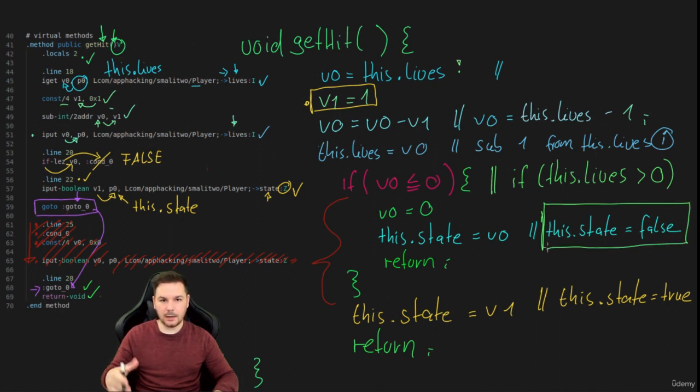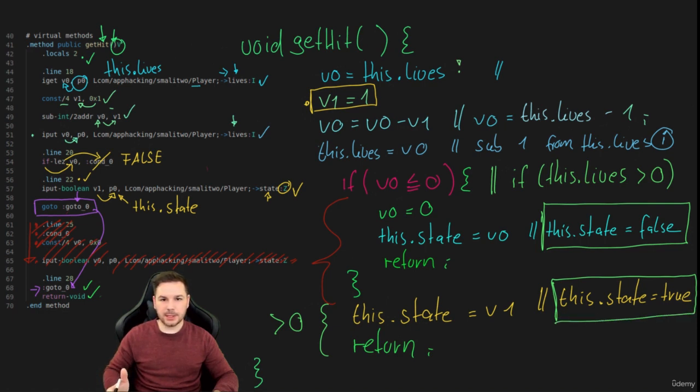This was exactly the part we got in our Java code in the else case. And here we've got, okay, this means we are having more than 0 lives. This part over here. And here we can see, yes, we can move on with the game because we have our this state equals true.